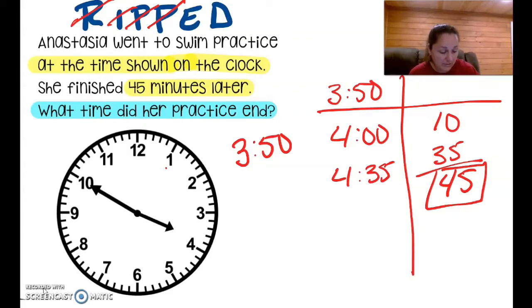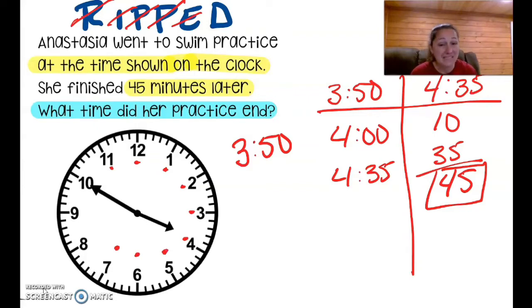Let me erase that question mark. Now I'm going to put in 4:35. All right. Now, I executed, but I'm going to check this. And I'm going to check it by counting by 5s. So if I look here, I know that's 3:45. So ready? Let's count. We would go 5, 10, 15, 20, 25, 30, 35, 40, 45.